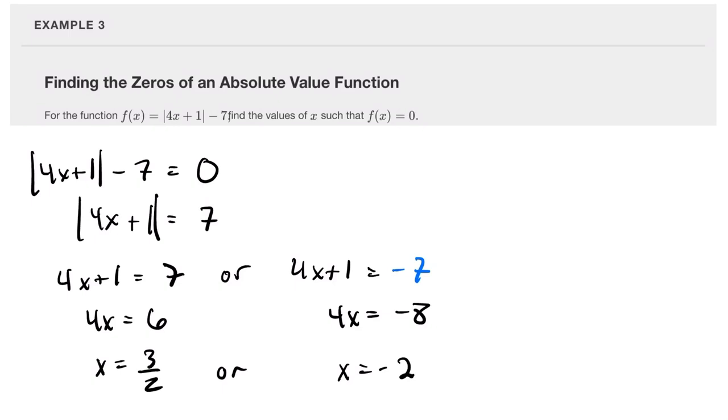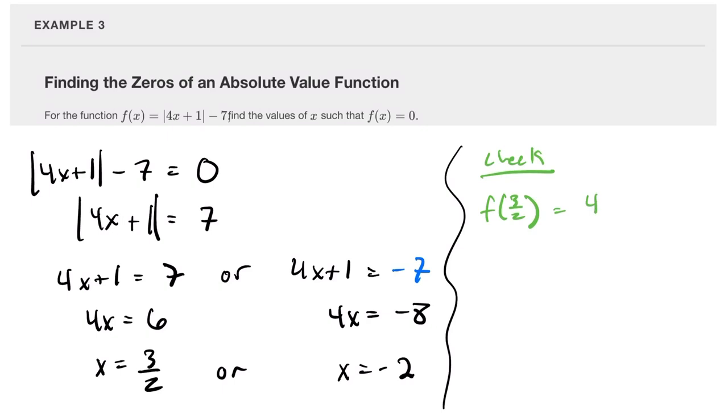So we'll do this over to the side. So if we evaluate f of 3/2, that should be the absolute value of 4 times 3/2 plus 1, minus 7. So 4 divided by 2 is 2, times 3 is 6. So that's going to be the absolute value of 6 plus 1, minus 7. 6 plus 1 is 7, absolute value of 7 is 7. 7 minus 7 is indeed 0. So that one checks out.